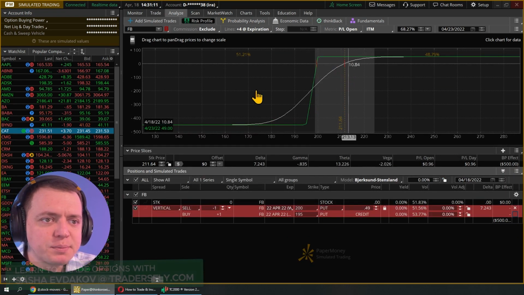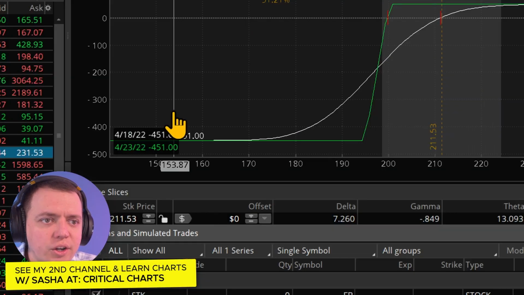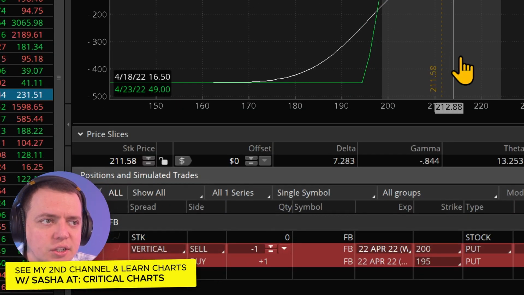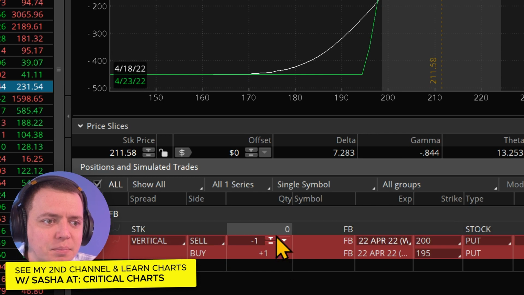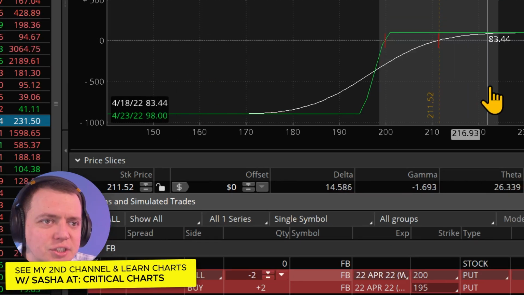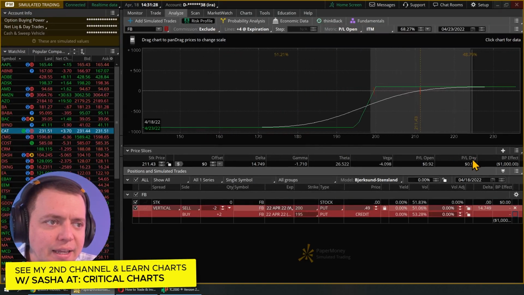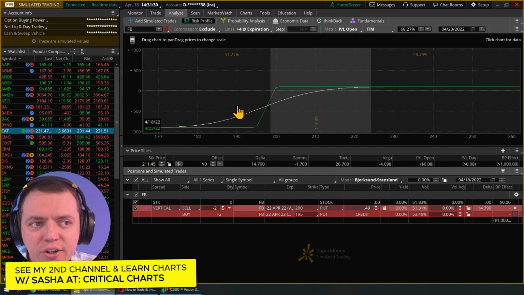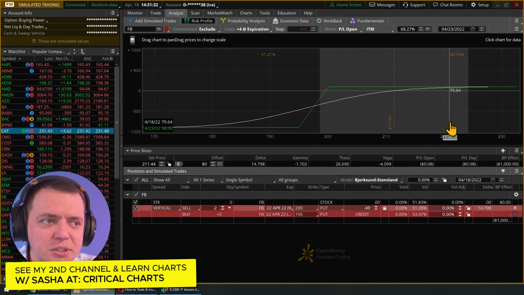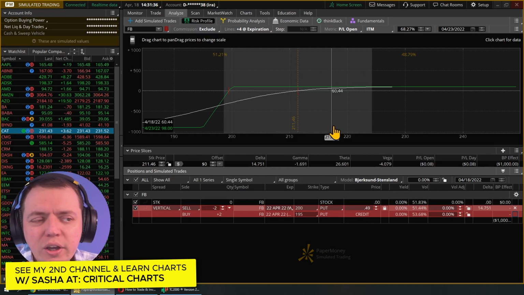And here we go. We've got a spread where we're risking about $451 to be able to make $49, but I could go ahead and sell 2 of these. So now I'm risking about $900 to make about $100. So it's about 10% in a week. And again, if I'm trying to make 100, 100, 100 each time on these types of trades, I probably don't want to lose more than $200 or $300.